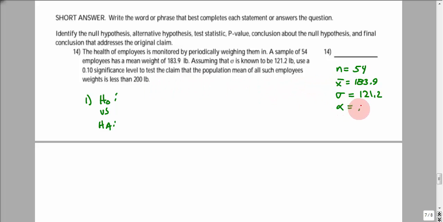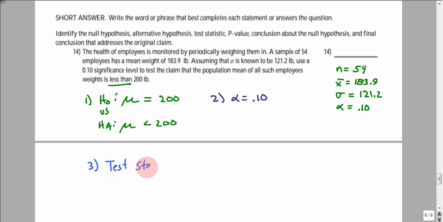Use an alpha of 0.10, 10% level of significance to test the claim that the population mean, so that means we have mu here, equal always goes with the null, is less than 200 pounds. Okay, so these numbers always match. So here's my start. Now my level of significance is step 2, and that was given to me, it's 0.10. Okay, let's go ahead and look at step 3. Step 3 would be my test statistic. And then from our test statistic, we have to decide which distribution we're using.